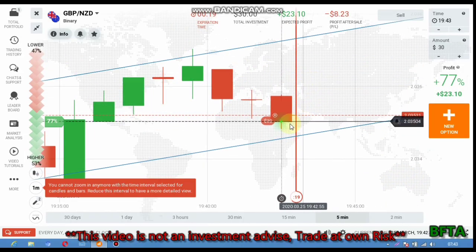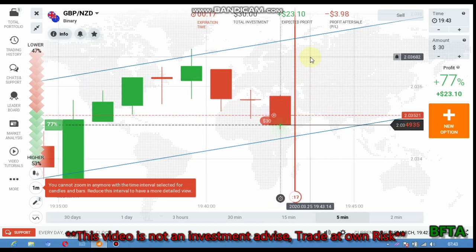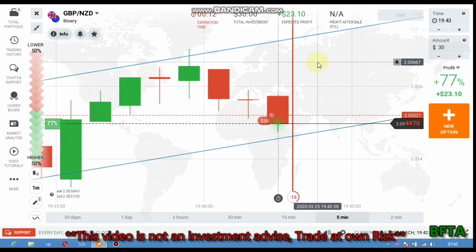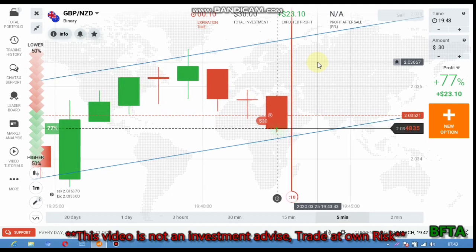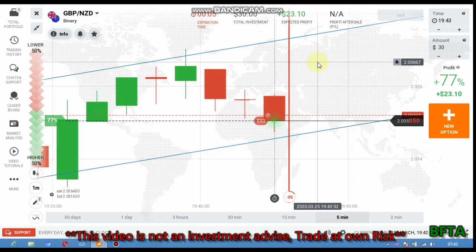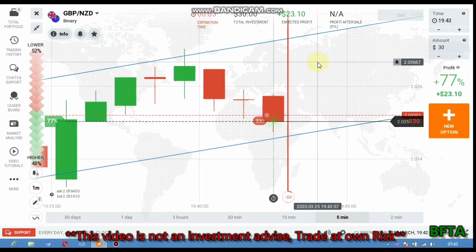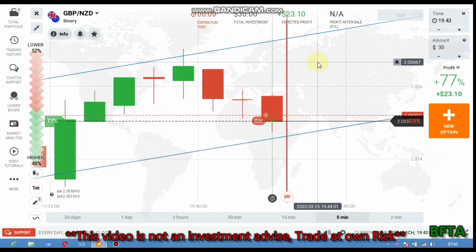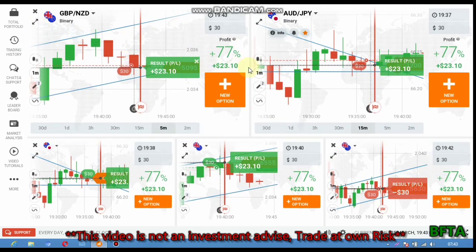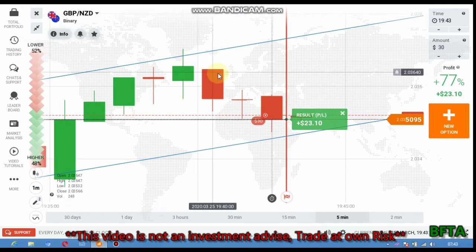But my entry, okay, you can see it gave me a winning trade. So now I have taken 5 trades, 1 OTM and 4 ITM because of my entry.